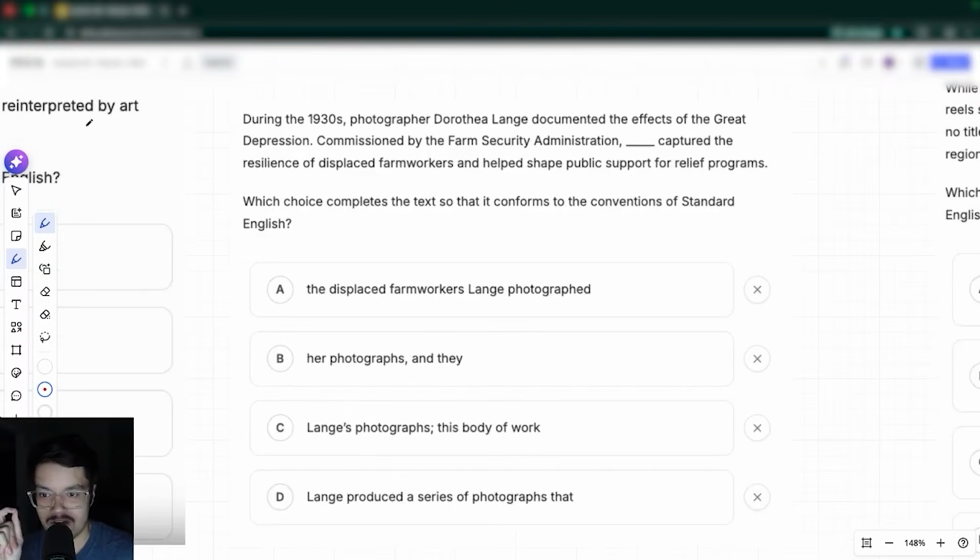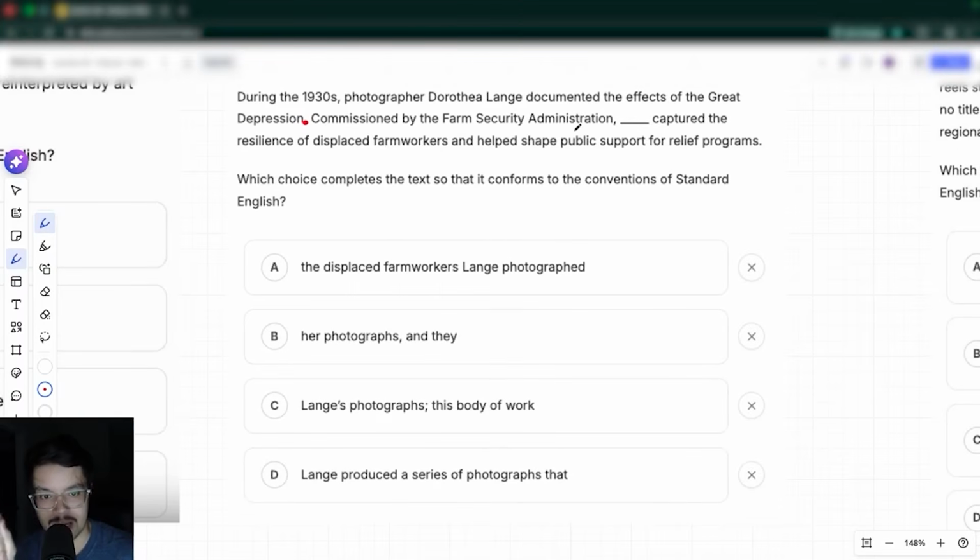Okay, so looking at this one, we have this whole sentence here, but we don't need to really read that. So starting here, commissioned by the Farm Security Administration. So what would be commissioned by the Farm Security Administration? You may be confused by that at first, but commissioned basically means the Farm Security Administration went to some person and said, hey, do this thing. Like, I guess they painted this thing, built this thing, wrote this thing, whatever. So we're talking about some kind of person here. There's some person who is commissioned by the Farm Security Administration. If we're not sure who that is, we could just look at this previous sentence to check. So Dorothy Lange. Okay, so we're probably going to be talking about Dorothy Lange.